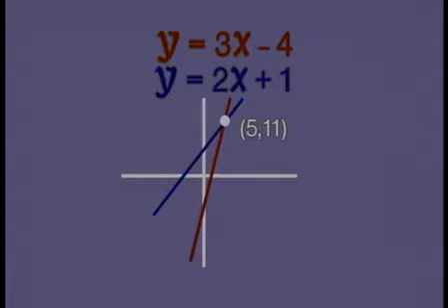But the important point here is where the two lines intersect. They intersect at the point (5, 11). x equals 5 and y equals 11. Which means that 5 for x and 11 for y is the only ordered pair that will work in both equations. As always, we're going to check.